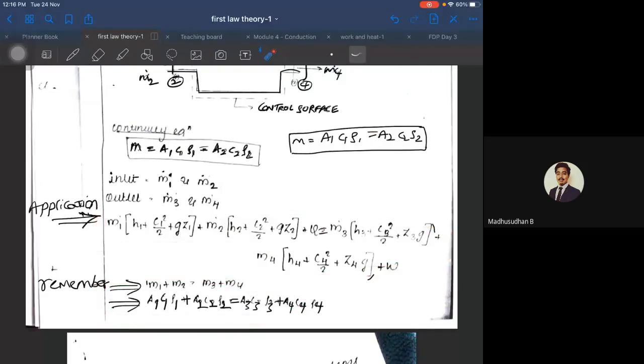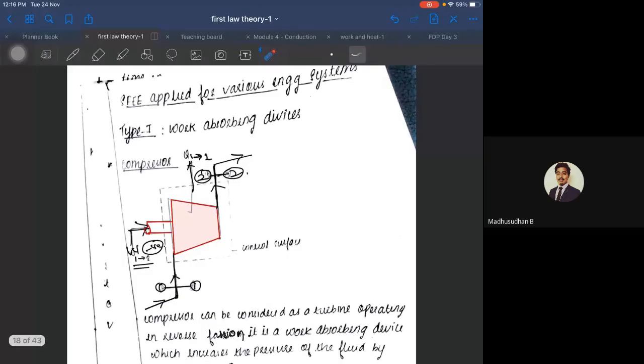Okay. So this will be known very detailedly in case of problems. When you're solving problems on this, you'll have a detailed study of that. Now, I told you, once you derive the SFEE, we shall look into the systems and try to apply the SFEE for the different systems. So the first category of systems are known as work absorbing devices, in the sense compressor, pump, and various others. You need to do work on the system so that your system absorbs the work. So those are work absorbing devices.